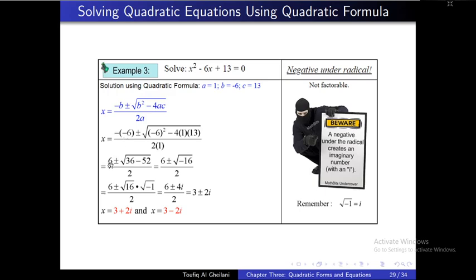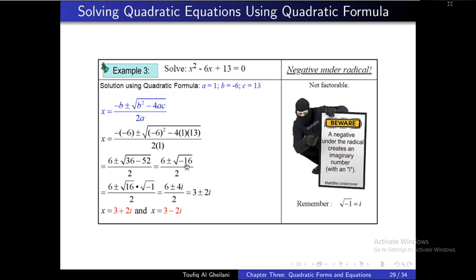Then x equals positive 6, why? Because negative times negative is positive, and the square root of 32, why? Because minus 6 times minus 6 will give me 36. Minus 52, how come 52? Because 4 times 1 times 13 is 52.